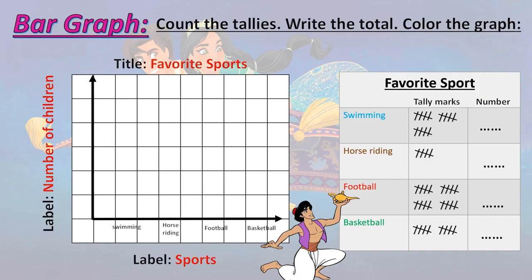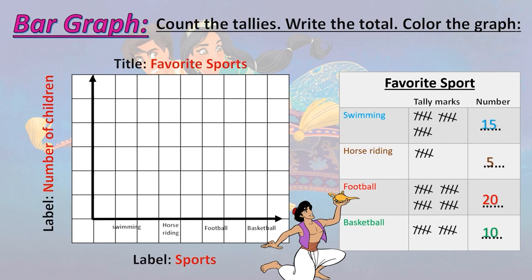It means that for children who prefer swimming, we have here 1, 2, 3 groups of 5. It means 5, 10, 15. So I will write in the last column 15 children. Horse riding, I have just one group, so I will write 5. Football, I have 4 groups, so it means 5, 10, 15, 20. So I will write 20. And the last one is basketball, which is 2 groups of 5. It means 5, 10. Okay, I have here my numbers, my children number.